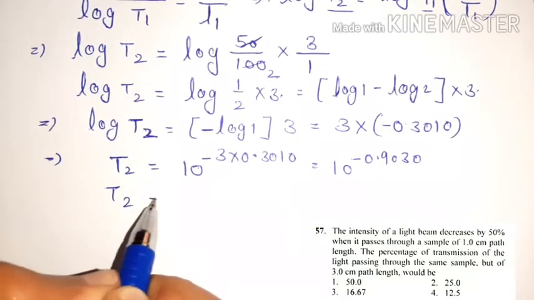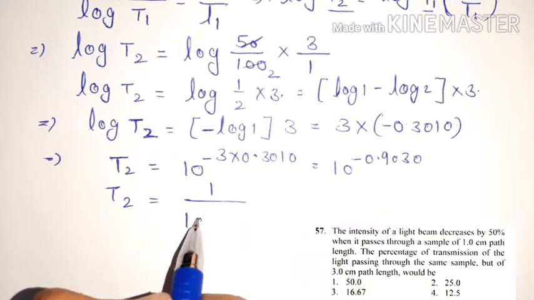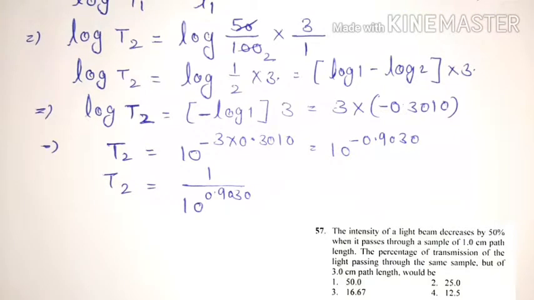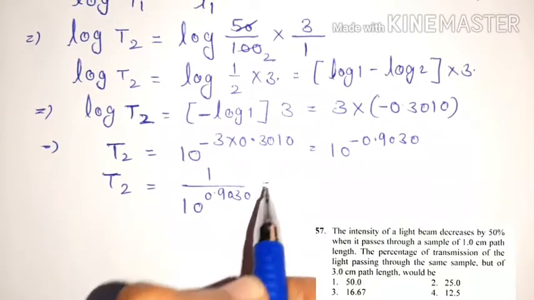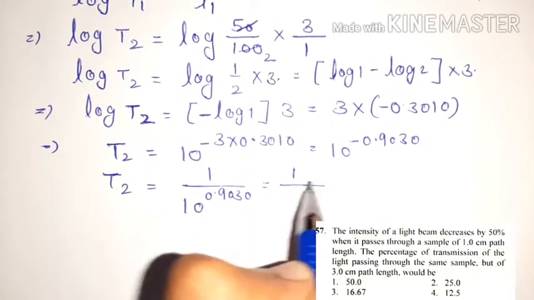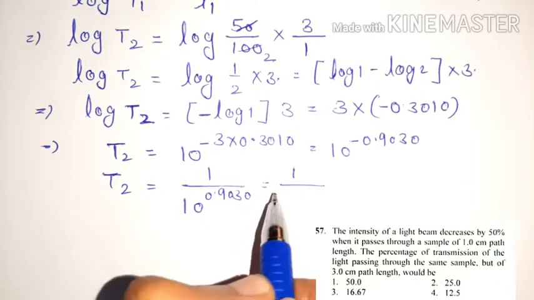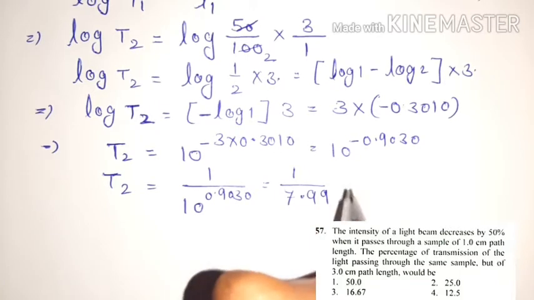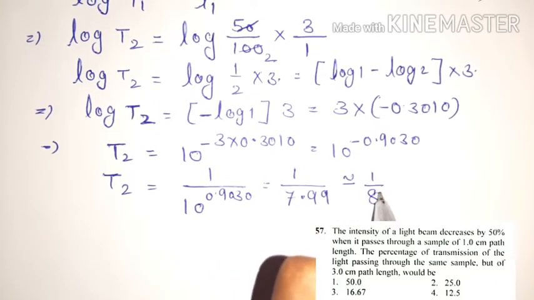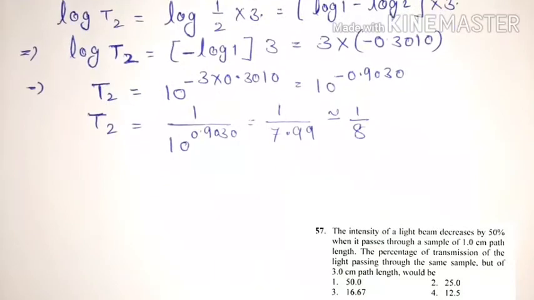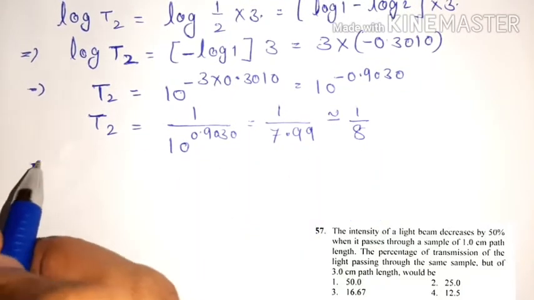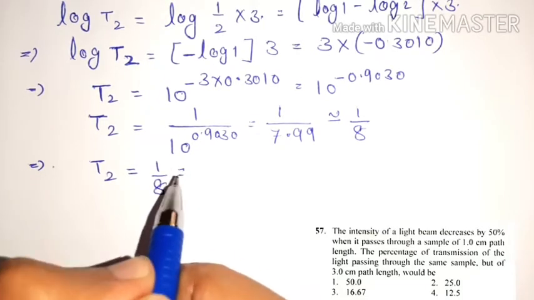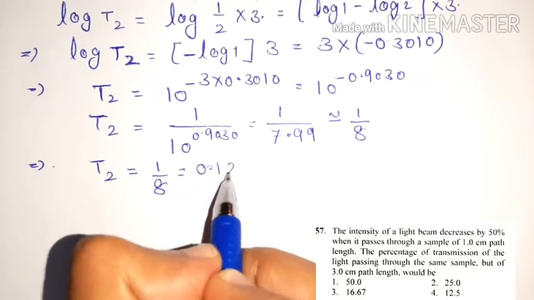So the value of T2 will become 1 by 10 to the power 0.9030, and this 10 to the power 0.9030 will be equal to 7.99. Understood? Which will be nearly equal to 8. So the value of T2 is 1 by 8, or you can say that 0.125.